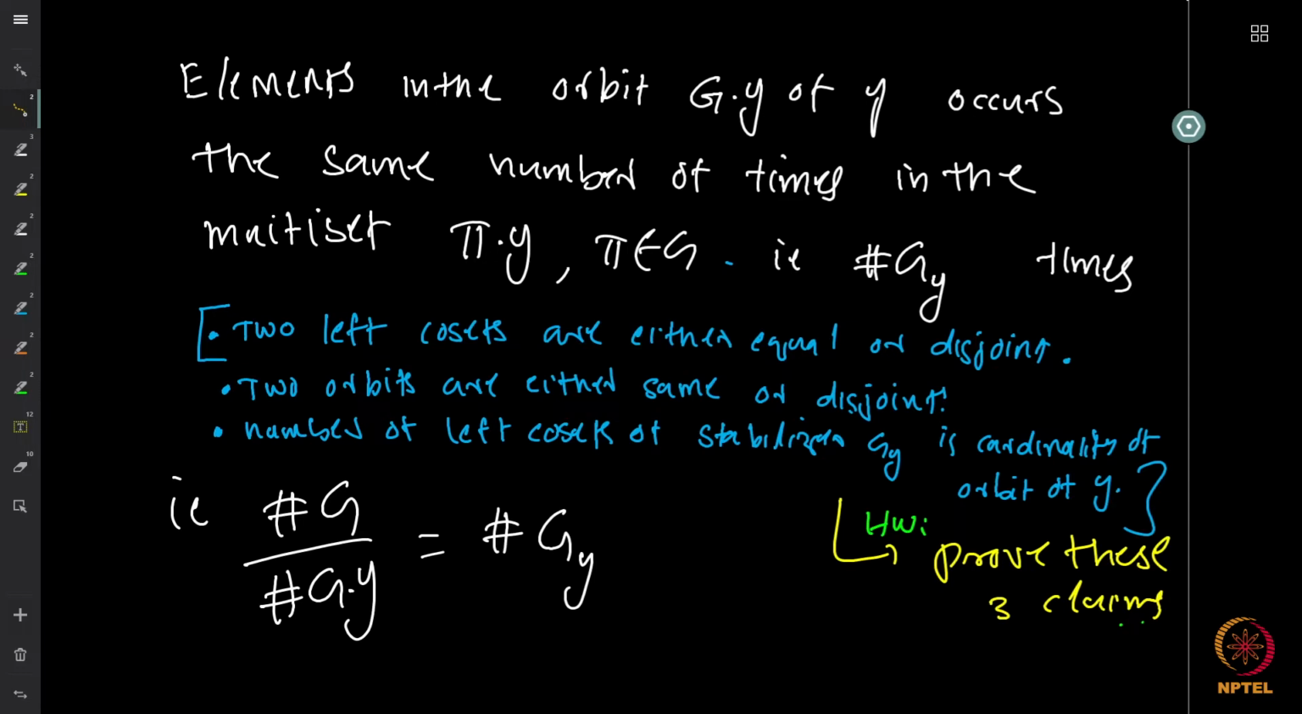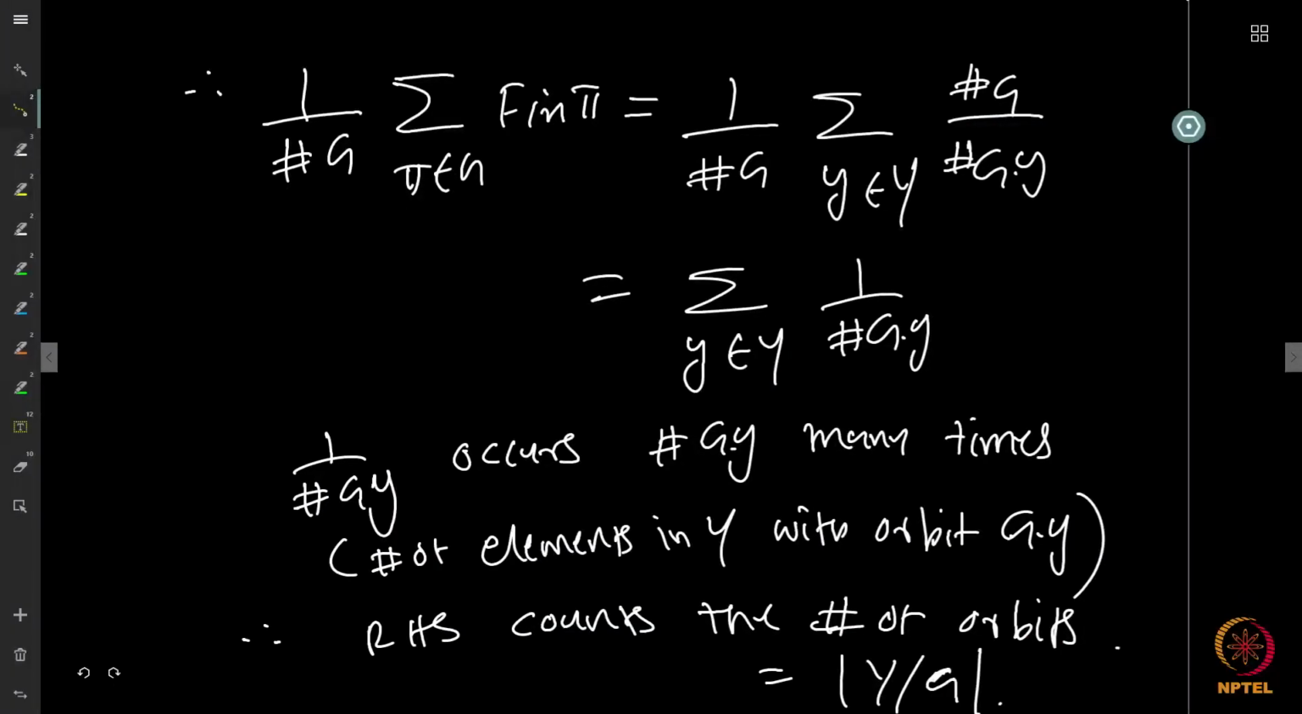So once you have this, we can just substitute. We get 1 by order of G summation of fixed pi is equal to 1 by order of G summation y belongs to Y, cardinality of G_y, but that is equal to order of G by order of Gy, right? Now we can cancel order of G because that is fixed. So therefore I get summation of 1 by order of G dot y.